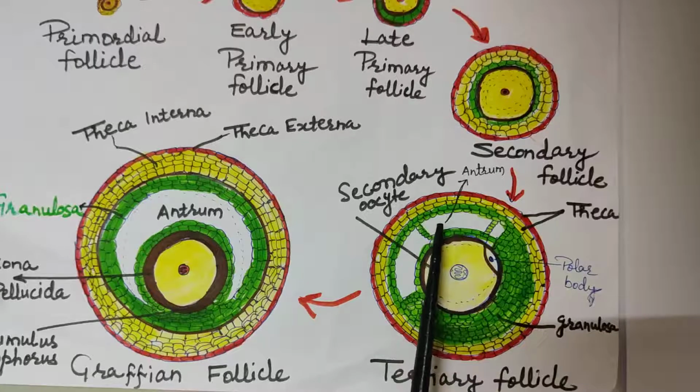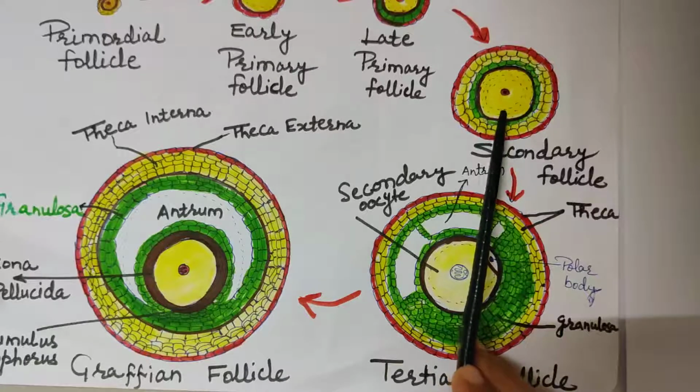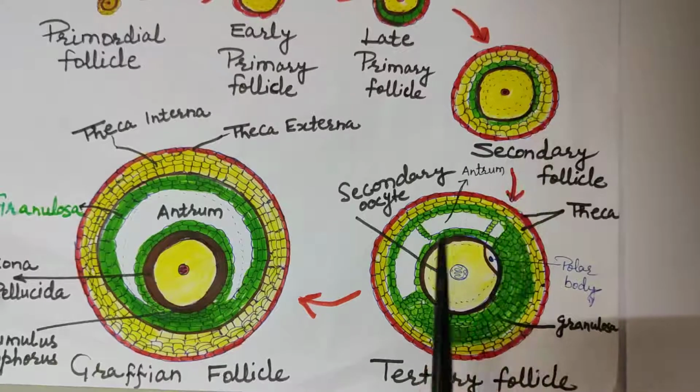Okay, so now the primary oocyte is also growing through its developmental stages. It's undergoing divisions. Now it changes and becomes a secondary oocyte.